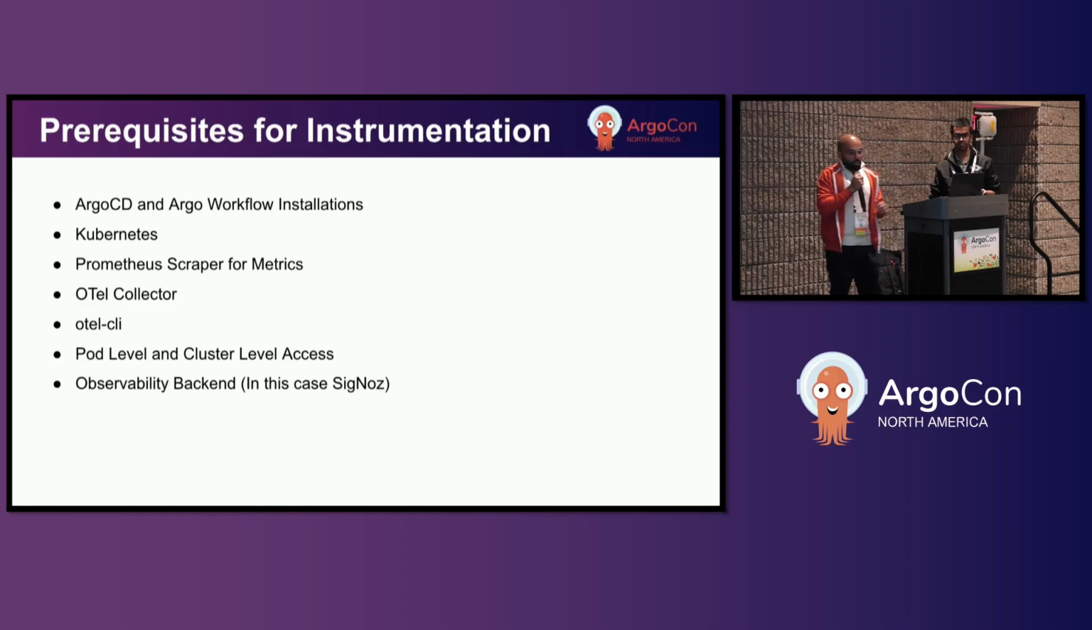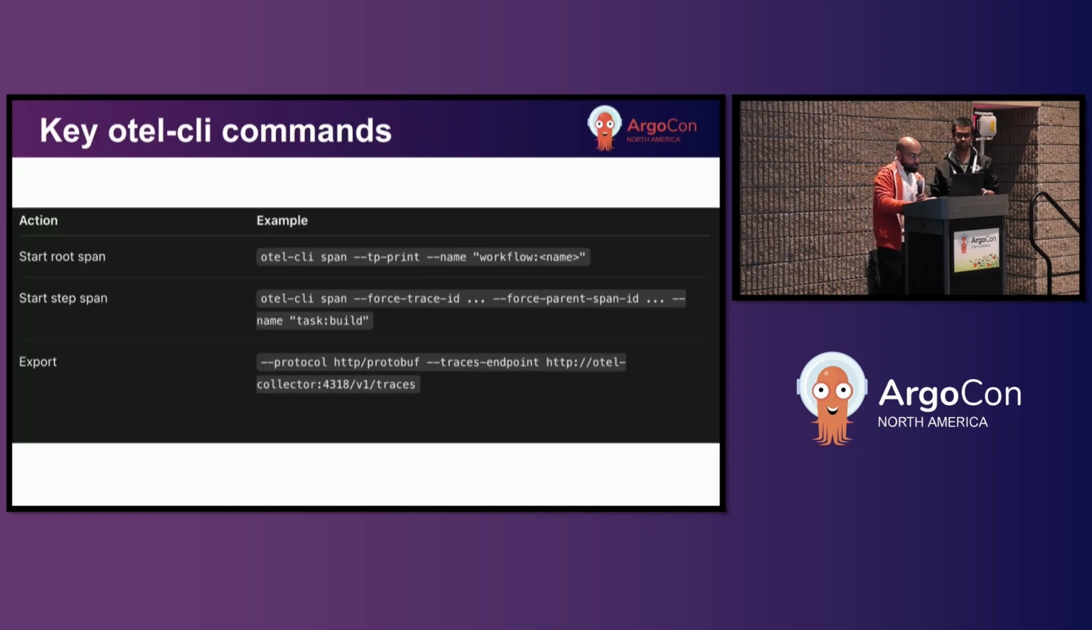Apart from that, prerequisites for instrumentation: you should have ArgoCD and Argo Workflow installations. That's pretty straightforward. You should have Kubernetes. For ArgoCD, we should have a Prometheus scraper for metrics. We should have an OTel collector so that we can send all the OTel data to it. We should have OTel CLI for Argo Workflows in particular. And we should have pod level and cluster level access because OTel CLI is directly hitting the pod level of Argo Workflows. And we should have an observability backend, and in this case, we are going to use SigNoz.